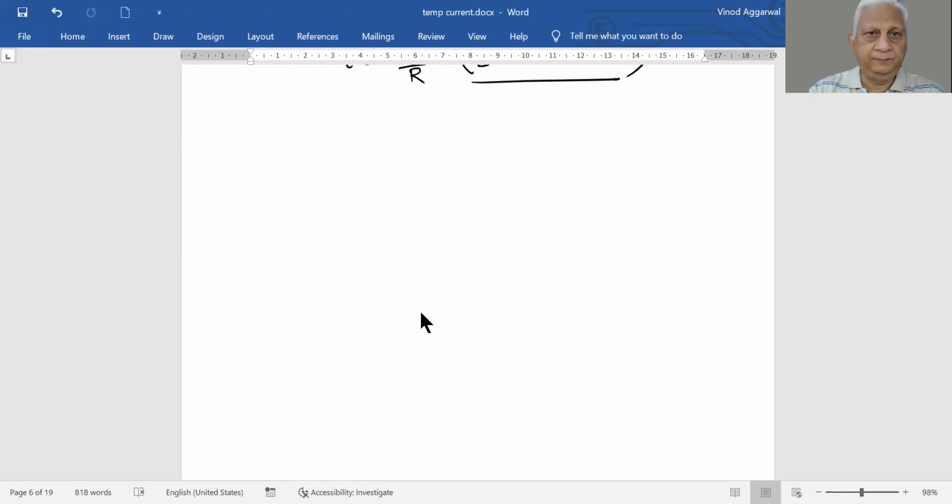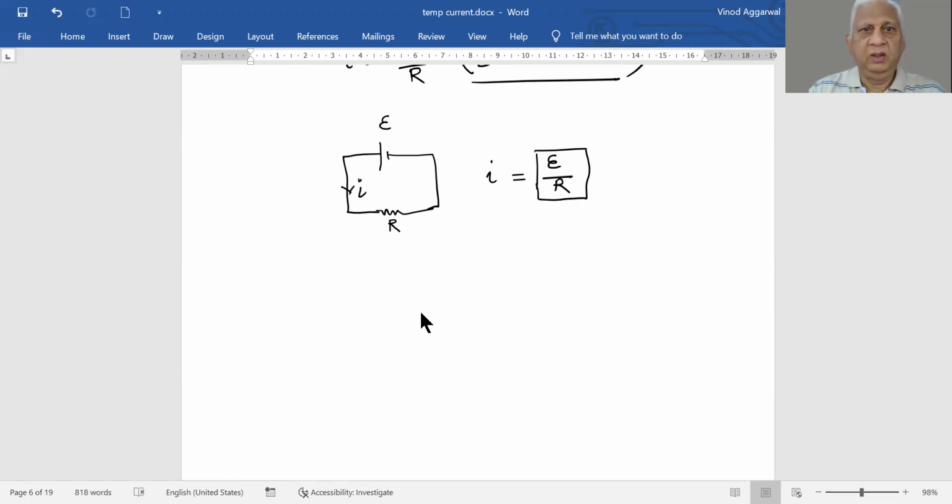Now, if you take a battery and connect any resistance to it, let us say the battery is of EMF E and the resistance is R, is it possible that the current you get should be equal to E over R? Yes, but you don't get this much value, you get a value smaller than this. Why is it? It is because this battery itself has some resistance, which is called internal resistance.